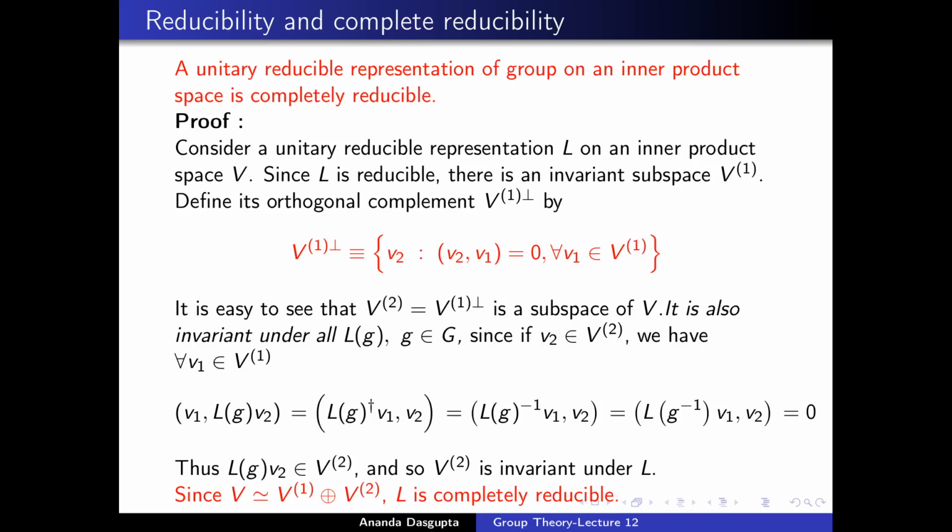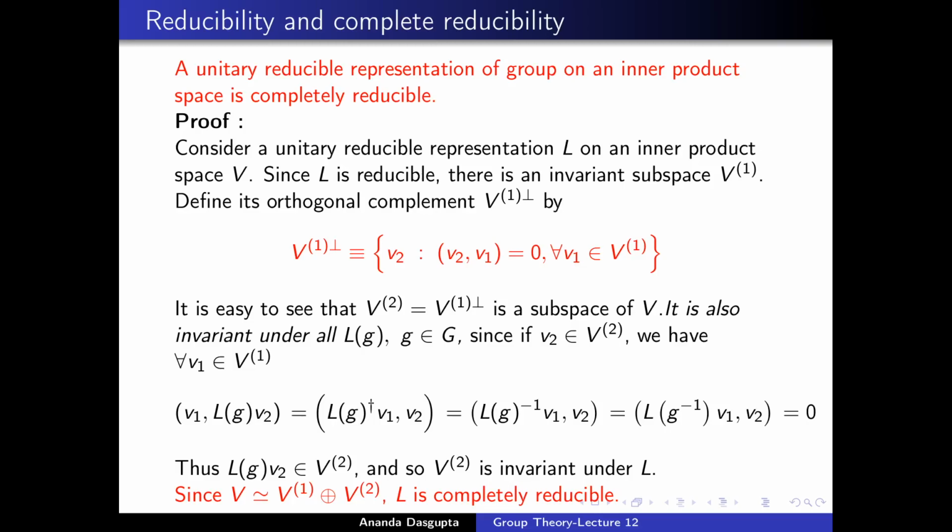Now, what is the consequence of that as far as our distinction between reducibility and complete reducibility is concerned? Note that what we have shown here is that if you have a unitary representation which is reducible, then it has to be completely reducible. Now recall a result that we had actually derived earlier, which is for a finite group, each and every representation is equivalent to a unitary representation. And what this means is that for a finite group, each and every reducible representation is completely reducible.